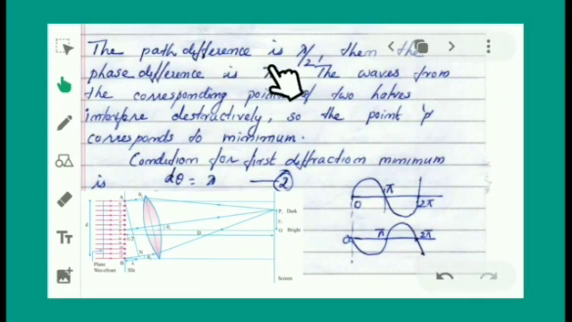The path difference is lambda by 2, then the phase difference is pi. That means the waves from the corresponding points of the first half and second half interfere destructively at the point P. Why? Because the phase difference is pi. They are out of phase. They interfere destructively. So P corresponds to a diffraction minimum. The condition for the first diffraction minimum is d into theta is equal to lambda.